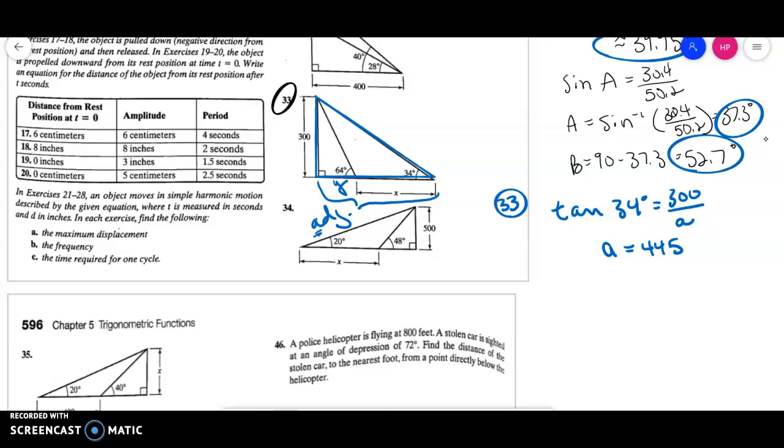So if I do the same thing with the Y, if I look at now the smaller triangle, we'll do this one in green. So if I look at this little guy with the Y and the 64, the tangent of 64 degrees is equal to 300 divided by Y. So same thing, divide. And I get that Y is 146.